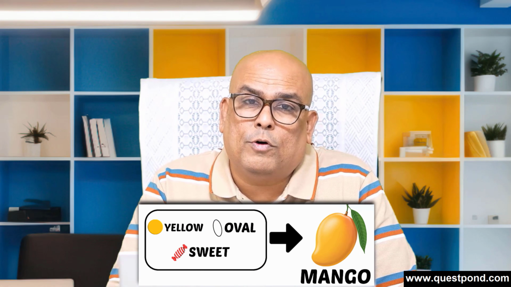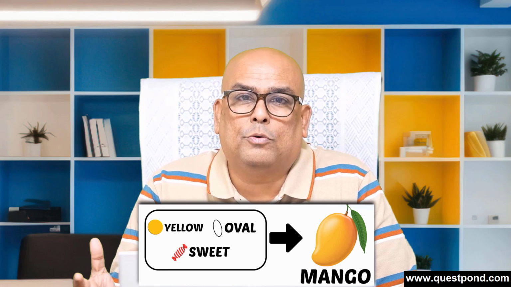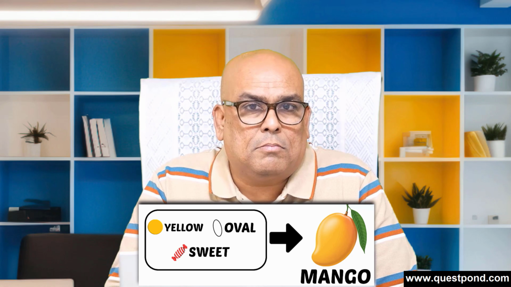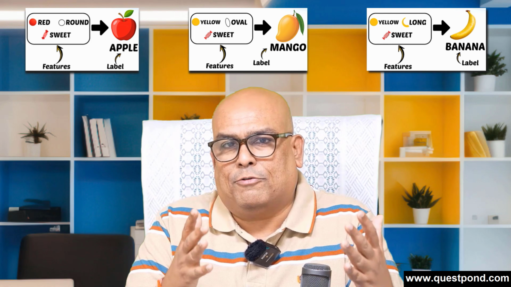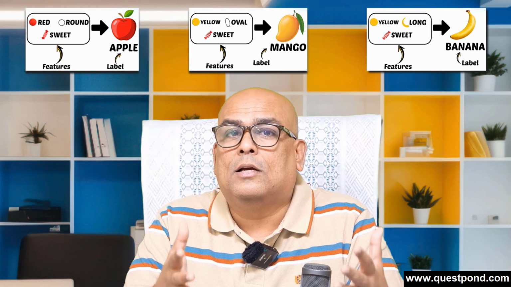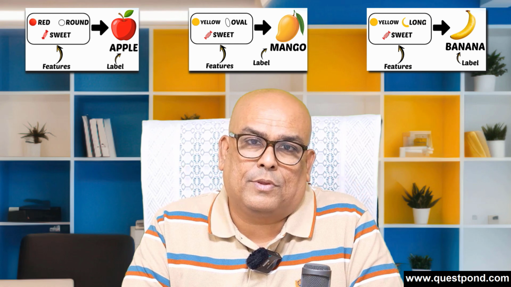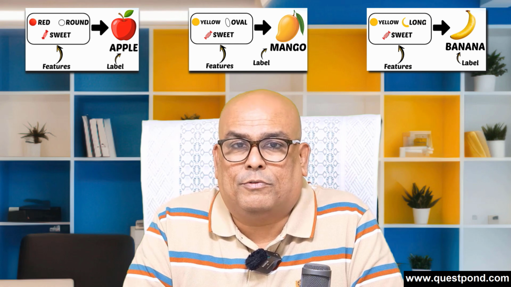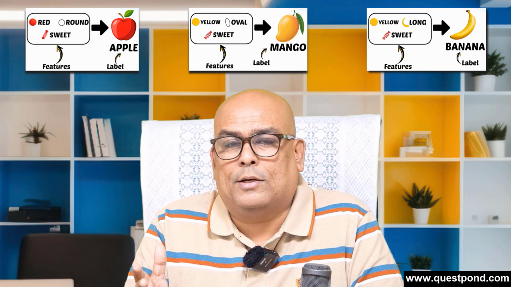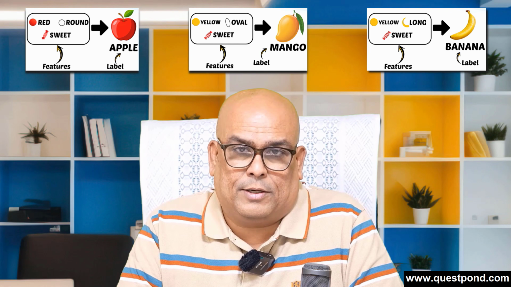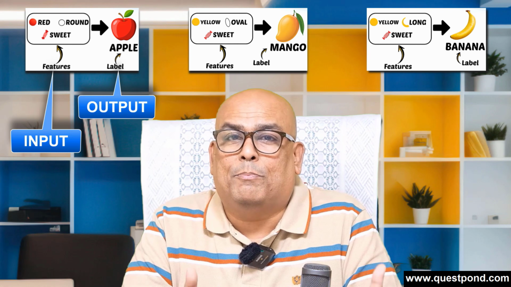Red, round and sweet: apple. Yellow, oval, sweet: mango. Yellow, long, sweet: banana. The first three things here are features. They describe the characteristics of that object or entity. And the last one is what we learn from it. You can also think about it the other way: the first three are the inputs.